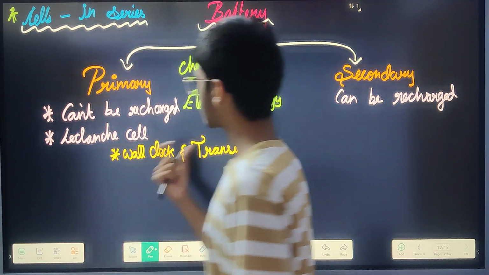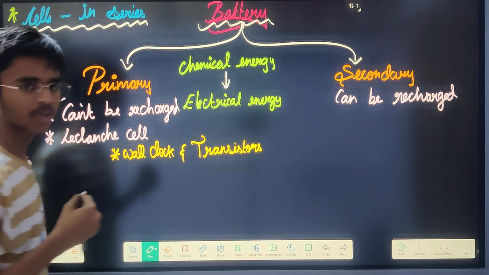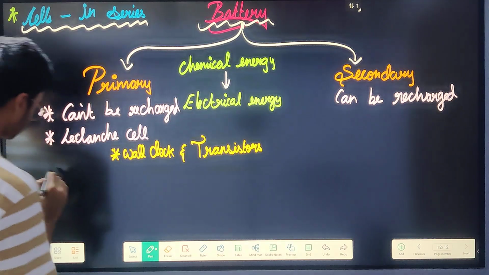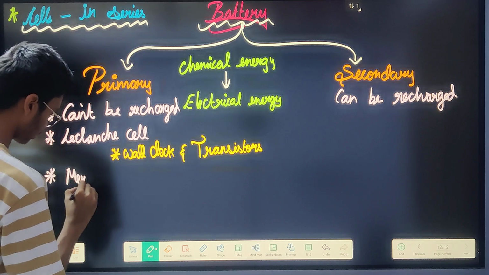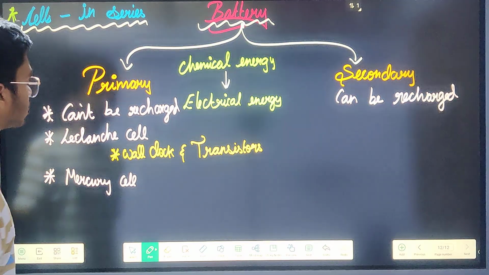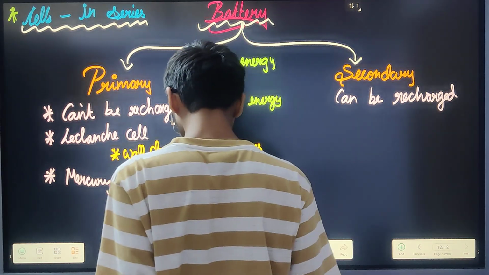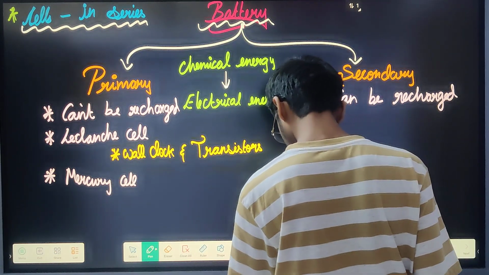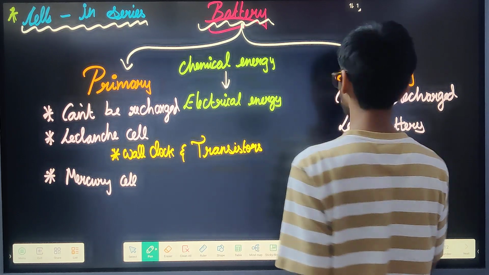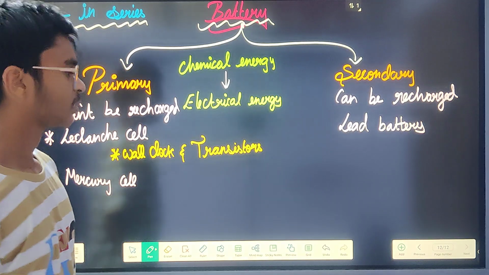The best example for a primary battery is a Leclanche cell, which we are going to see in the very beginning. I can also give the mercury cell. These are the two cells given in NCERT. The mercury cell is a very good example for primary. Coming to secondary, the lead cell, the lead battery, is a very good example. Based on batteries, these two are the basic segregations.